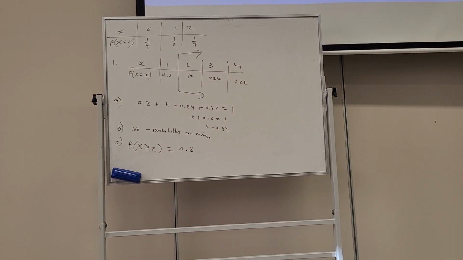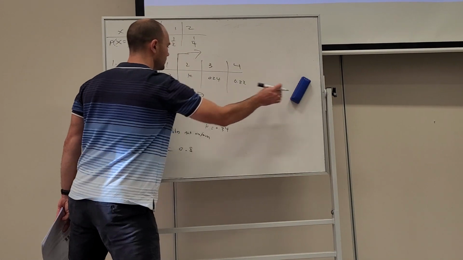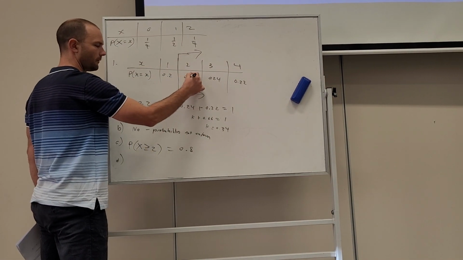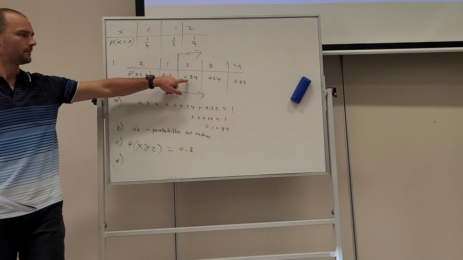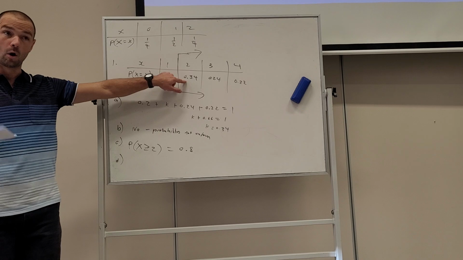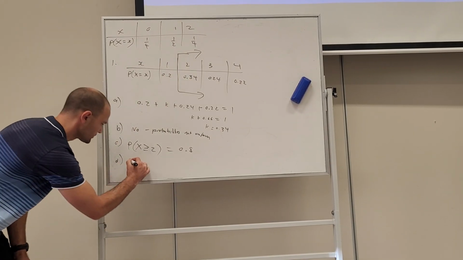Okay, find the mode of the distribution. So the mode is the event with the highest probability. So we saw before the value of k was 0.34, so the highest probability is 0.34, which means the mode is the event 2. So the mode is 2.